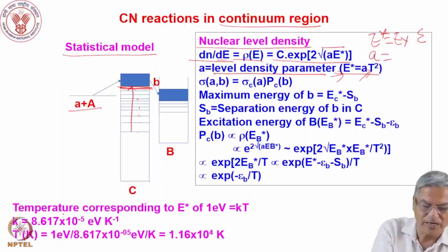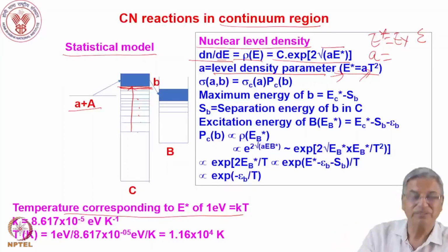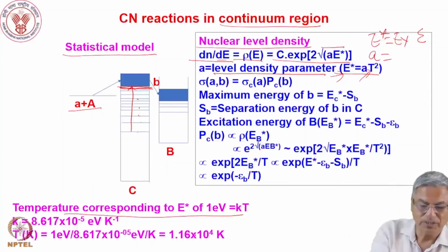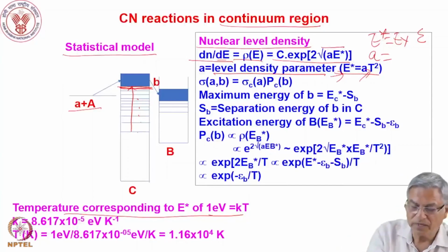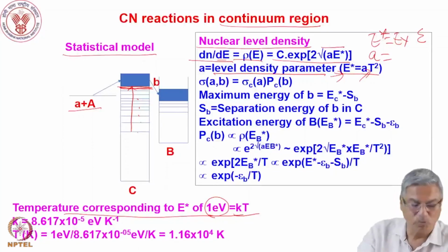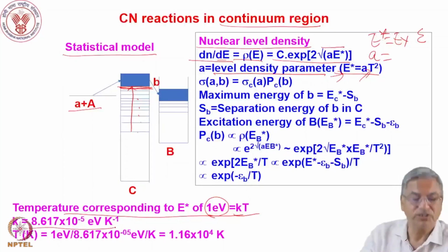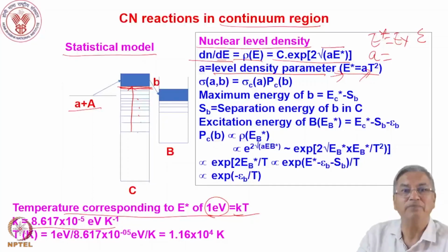Here I try to give a value of temperature. So the nucleus is hot. It is excited. It is hot, but so hot that you get a feeling of the temperature here. The temperature corresponding to 1 electron volt excitation, we can relate to kT in terms of Kelvin. k is the Boltzmann constant, and this is given by 8.617 times 10 to the power minus 5 electron volt per Kelvin.